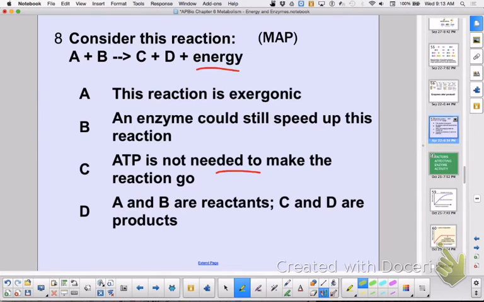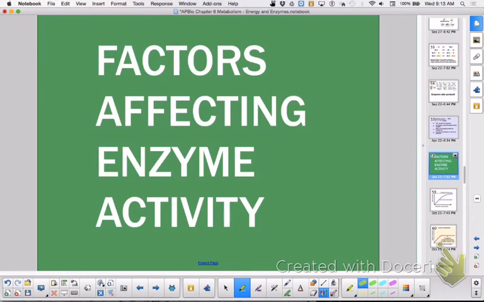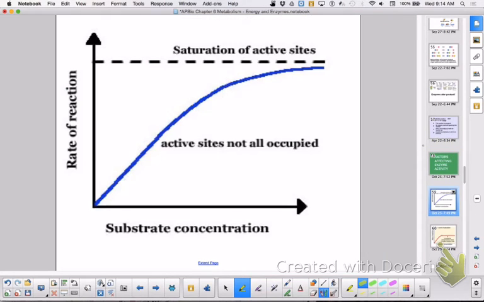Okay, now this one right here, come back to me. Factors affecting enzyme activity. This is going to be your lab, okay? And I put it on Google Classroom yesterday, I believe. And we'll talk about it in a minute. We just need to finish going through here. So certain things will affect enzyme activity. One is the substrate concentration. What do you think's going to happen if you increase the substrate?